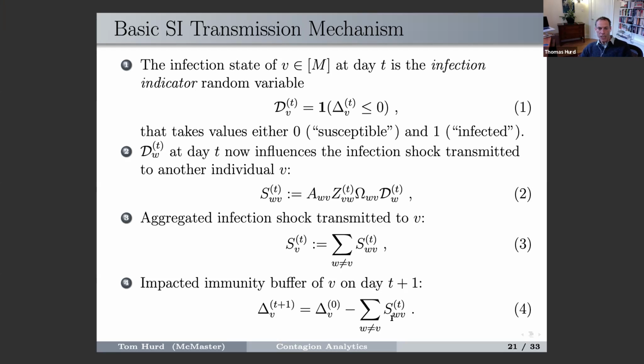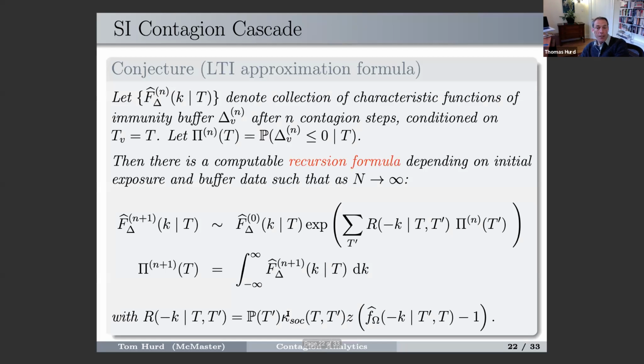And then what we do is we just take the original immunity buffer at the start of the crisis and we subtract off all the accumulated shocks that they get from their neighbors. And that gives us the residual immunity buffer. And this is calculated now 1 day later on day T plus 1. And remember, the rule is that on day T plus 1, if this is negative now, they will be a new infective, right? Supposing that they were not infected on day T, if this new delta is negative, then they are infected the next day.